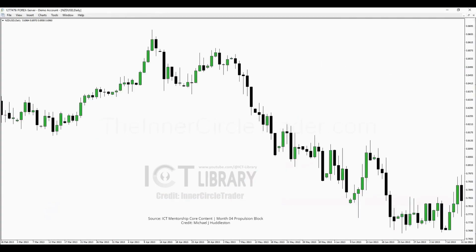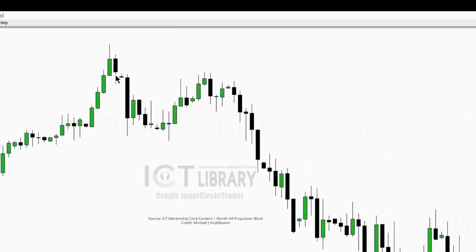Okay, we're going to look at an example of a bearish propulsion candle. We're going to frame it around a higher bearish order block.